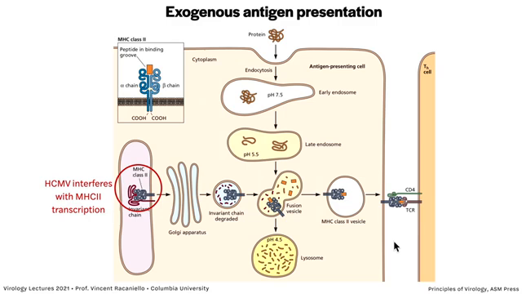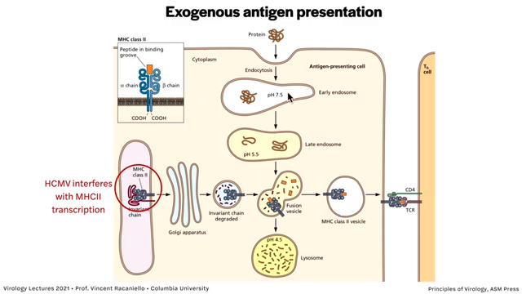Now, at every step of course of defenses, I've told you about how viruses interfere or have countermeasures, and there's no exception here. Human cytomegalovirus, for example, interferes with the transcription of MHC2 genes, so it is dampening the dendritic cell response. So dendritic cells are not going to be making much MHC2, so the virus will not be detected as foreign. All right, so that's exogenous presentation.